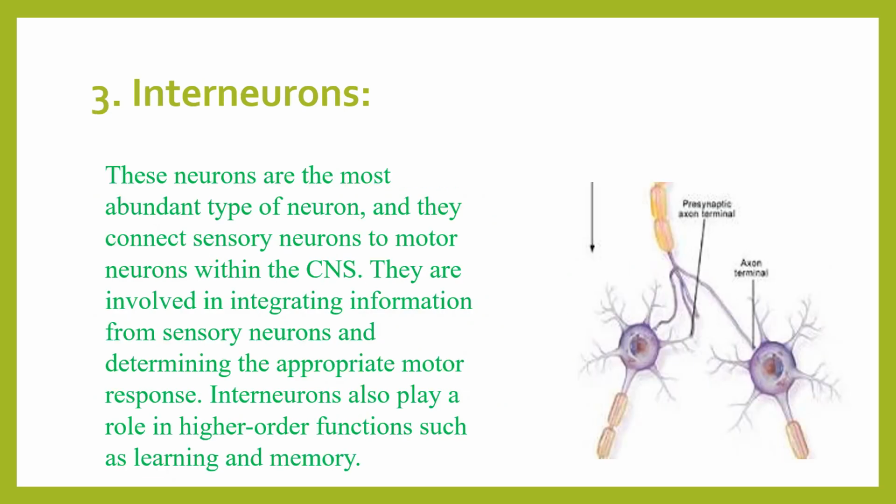Interneurons. These neurons are the most abundant type of neurons, and they connect sensory and motor neurons within the CNS. They are also involved in integrating information from sensory neurons and determining the appropriate motor responses. Interneurons also play a role in higher order functions such as learning and memory.